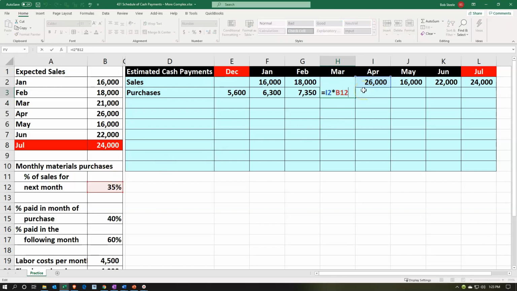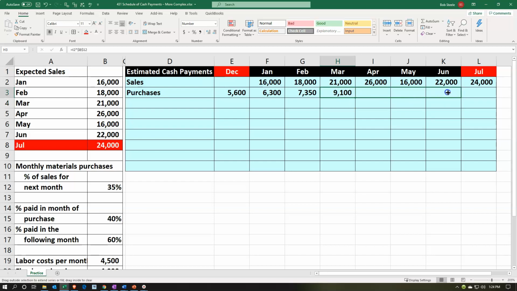When I copy across, I want the 16 to move on over, but I don't want the 35% to move over. Therefore, I'm going to go on this cell in B12. I'm going to select F4 on the keyboard, putting a $ sign before the B and the 12. We only need one $ for a mixed reference, but absolute reference works fine. Then I'm going to put my cursor on the autofill and drag that all the way across.